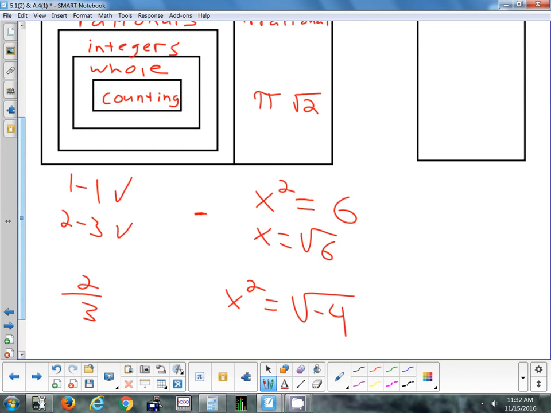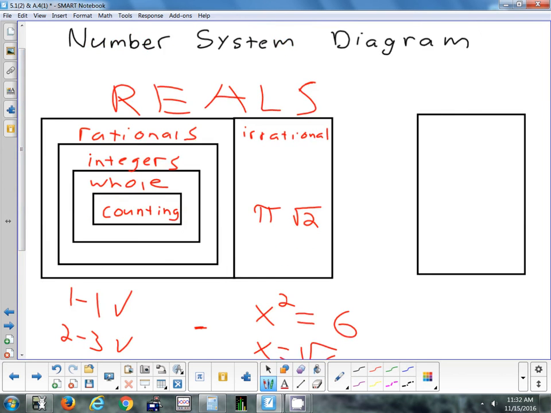X squared equals, just write -4. What's wrong with that? What happens if I try to solve that with my real number system? Okay, let's pretend that's what I understand. So we know up to Algebra 1 now. Yeah, we would get imaginary numbers.